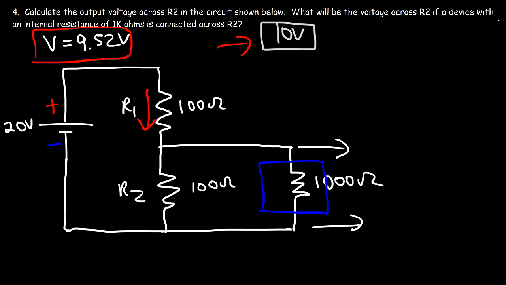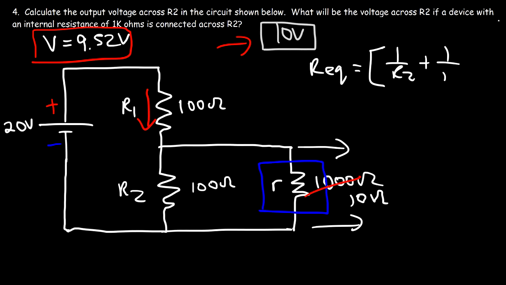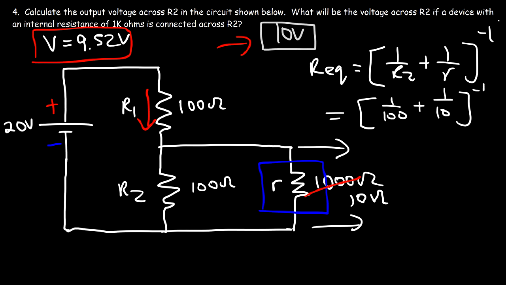So let's change this number and make that 10. First, let's calculate the equivalent resistance of R2 and the internal resistance. It's going to be 1 over R2 plus 1 over R, raised to the minus 1. So that's 1 over 100 plus 1 over 10, raised to the negative 1. And so the equivalent resistance is 9.09 ohms.